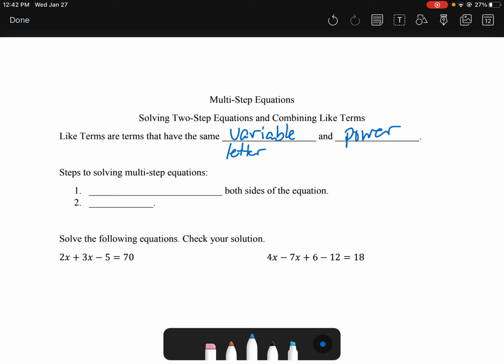When solving these multi-step equations, the first step is to simplify both sides of the equation. And then when you make it look like a two-step equation, you can go ahead and start solving from there.